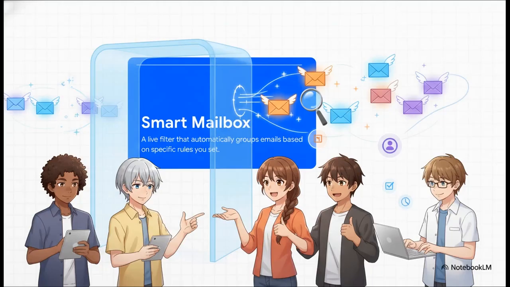Listen, if you take only one single thing away from this explainer, please let it be this concept, the smart mailbox. Now, I know the term sounds a bit intimidating, maybe like some complex tech jargon, but just think of it as a highly trained automated assistant. A smart mailbox doesn't actually move your emails around. Instead, it's a live filter that automatically groups emails together based on specific rules you give it, like, say, showing you only unread messages or only emails from a specific person.